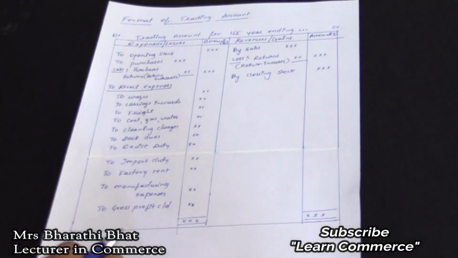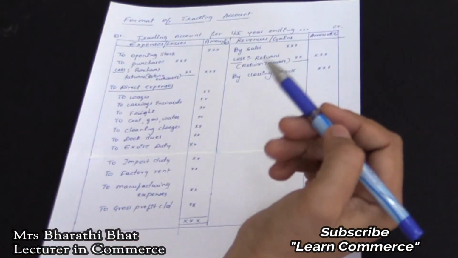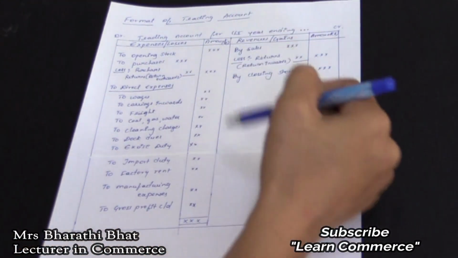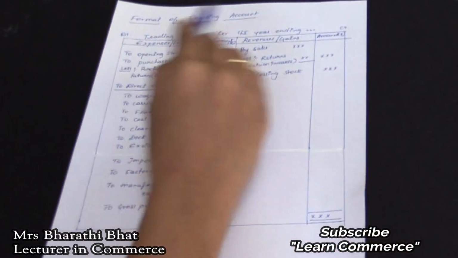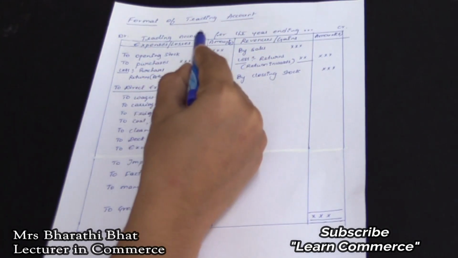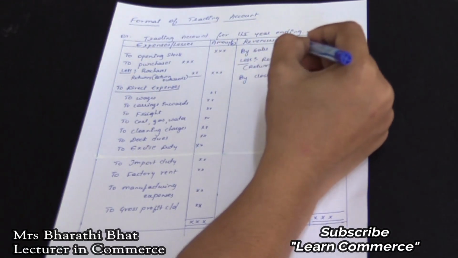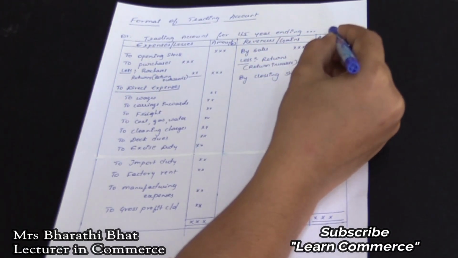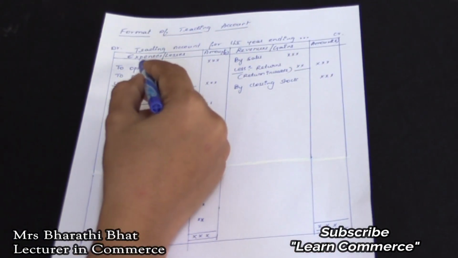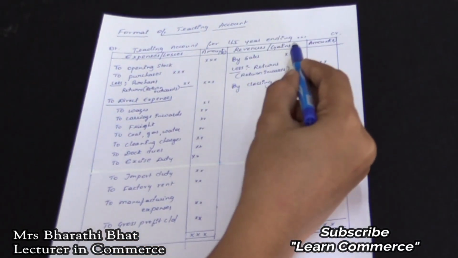Dear students, let's start to prepare the trading account. Before that, we must know the format of a trading account. See, this is the format. Draw four columns and don't forget to write debit and credit on both sides. Then the heading is: trading account for the year ending, maybe 31st March of any year, because a trading account is always prepared at the end of the year. On the debit side we record all expenses or losses, and on the credit side all revenues or gains.